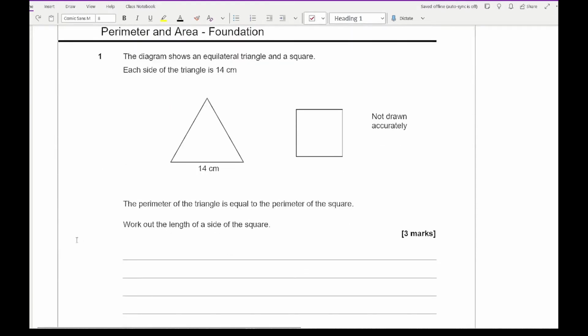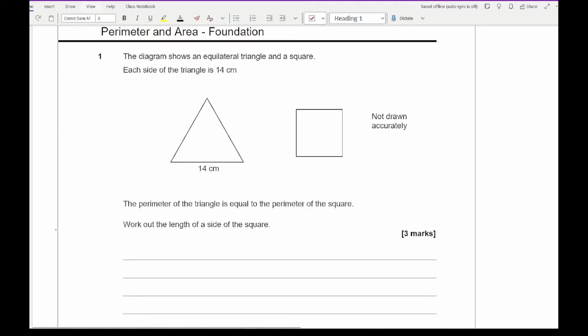So question 1 says the diagram shows an equilateral triangle and a square. Each side of the triangle is 14 centimeters. The perimeter of the triangle is equal to the perimeter of the square. Work out the length of the side of the square. So let's first of all work with the information that we know. Here it tells us that the perimeter of the triangle is equal to the perimeter of the square.